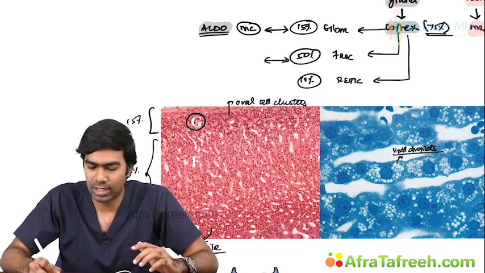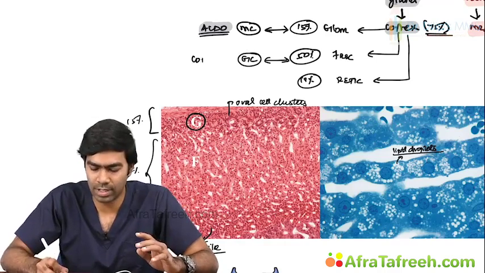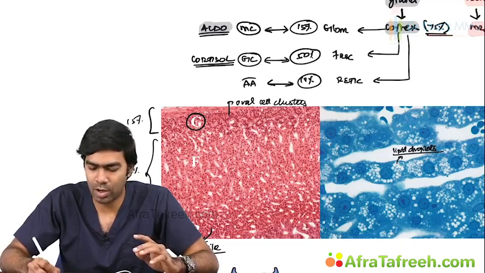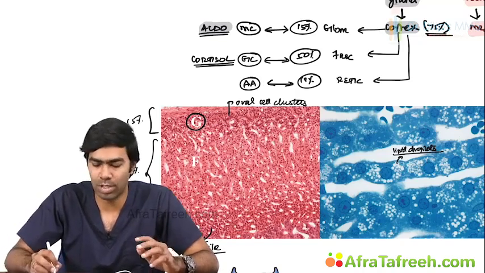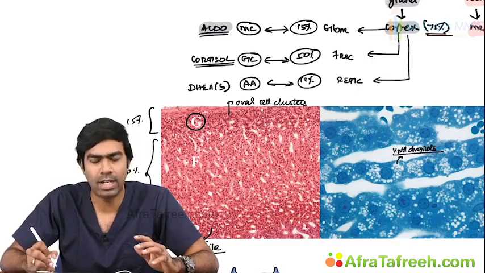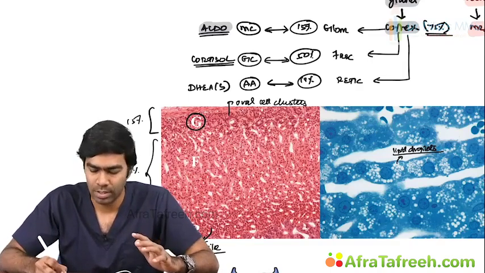And the fasciculata secretes glucocorticoids, and the principal glucocorticoid that the fasciculata secretes is cortisol. And the reticularis is going to secrete your adrenal androgens, sex hormones, and the most important adrenal androgen and the highest output is in the form of DHEA. This is called dehydroepiandrosterone sulfate.